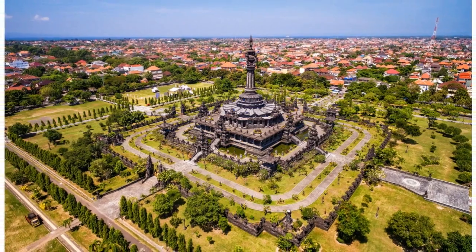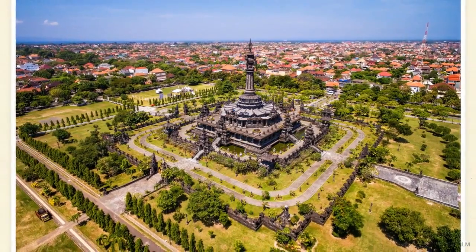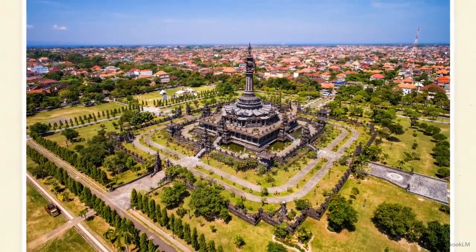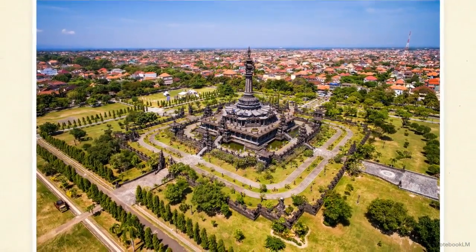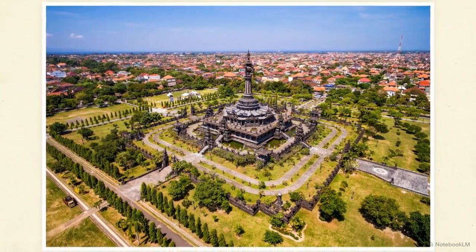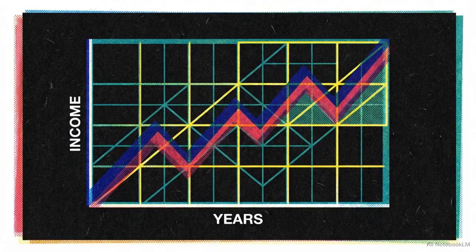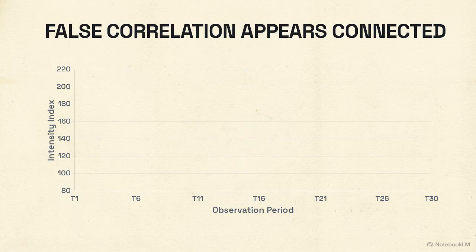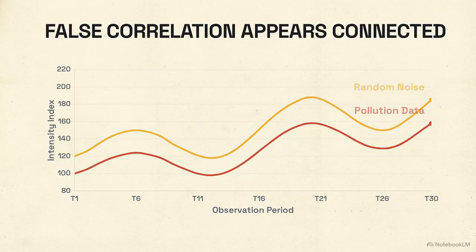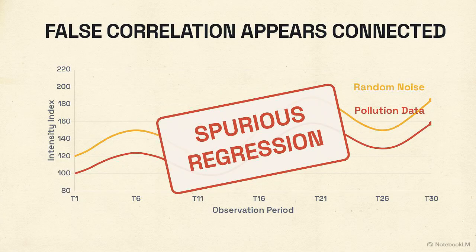To test the EKC, we must observe a region undergoing rapid structural change. Consider Bali, Indonesia, which balances tourism, agriculture, and urbanization. If we only test the EKC using time series data, looking at all of Bali as a single unit over time, we lack comparative variance. This makes the model vulnerable to spurious regression, where trends appear connected but are statistically meaningless.